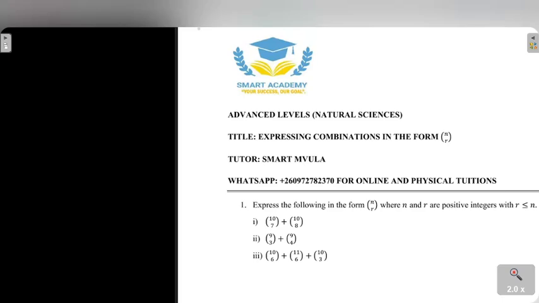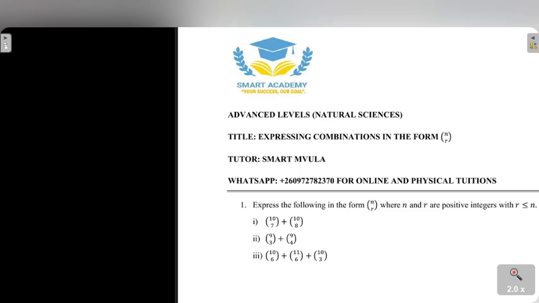Hello viewers, in this video we'll look at expressing combinations in the form n combine r. So that's what we'll look at today. We have our question which is saying express the following in the form n combine r, where n and r are positive integers with r less than or equal to n.